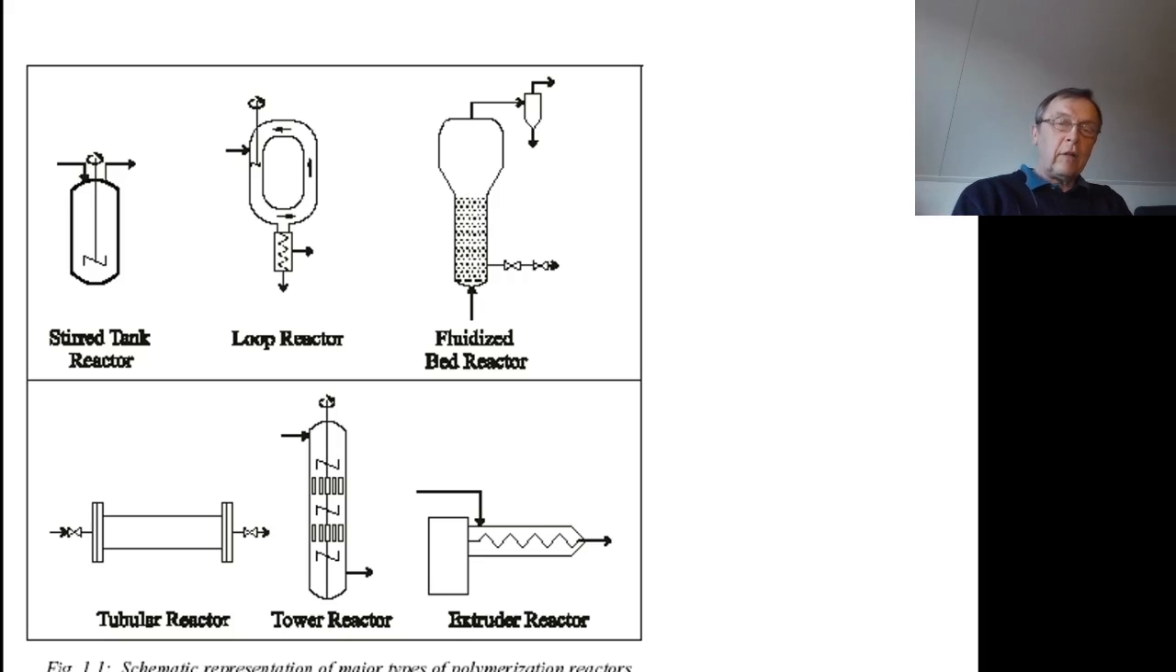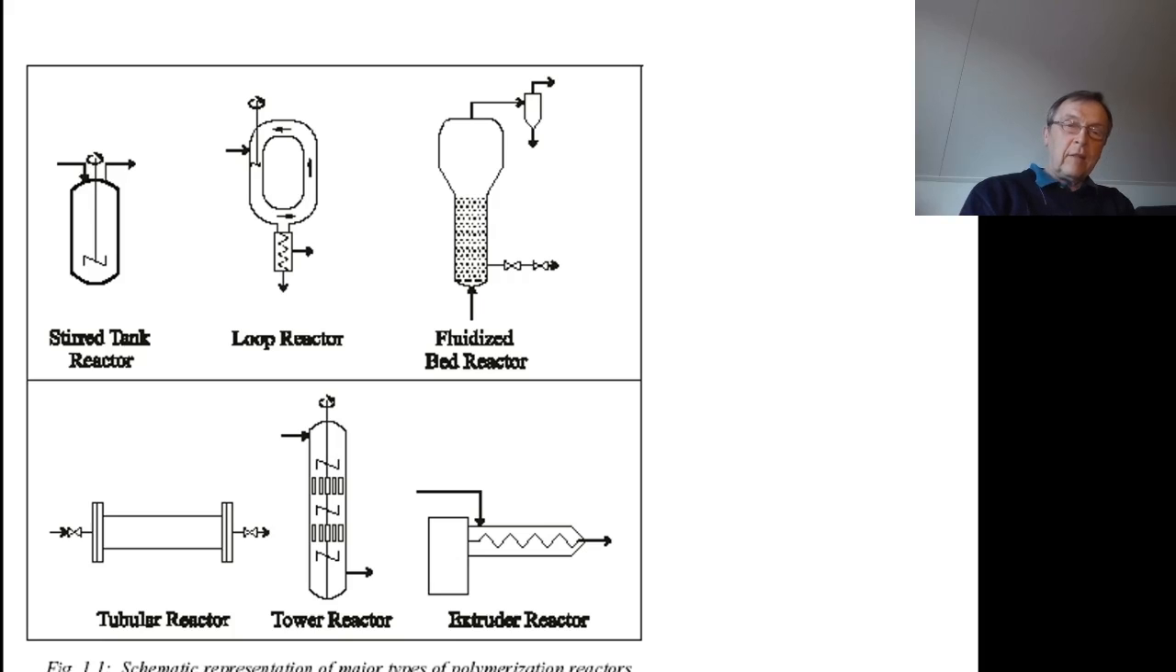But that is by far not the only equipment that is used in industrial scale polymer production. We also know so-called loop reactors or fluidized bed reactors. And there is another group that is somewhat different from the stirred tank reactor. That is this group shown in the lower part of the diagram. There we have either tubular reactors or tubes that are installed in a vertical position. We name it tower reactors, or sometimes we even use extruders as reactors for polymerization reactions.